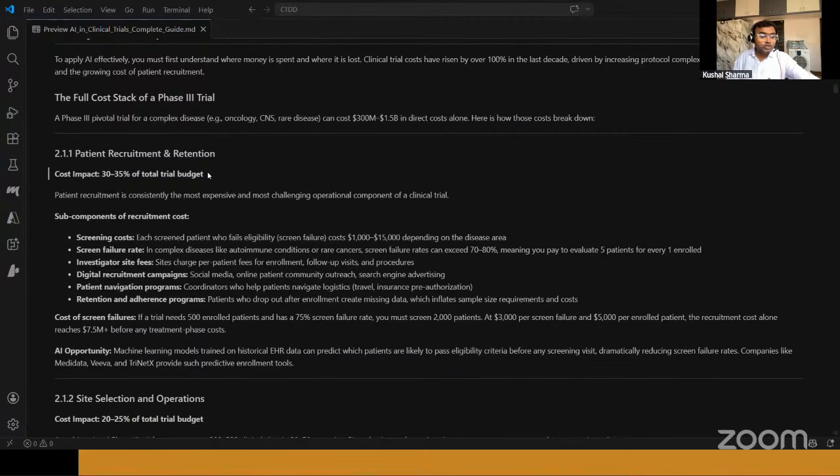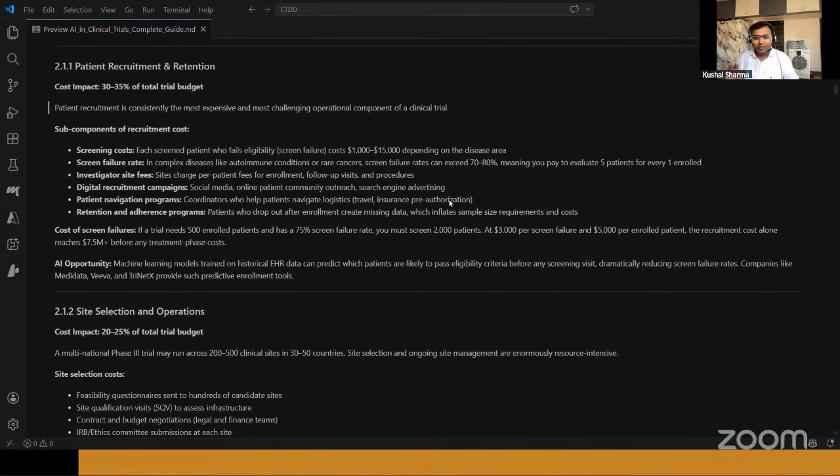Okay, fine. Cost impact is 30 to 35% of the total trial budget for patient recruitment and retention. Now, patient recruitment is consistently the most expensive and most challenging operational component of a clinical trial. What are the subcomponents?